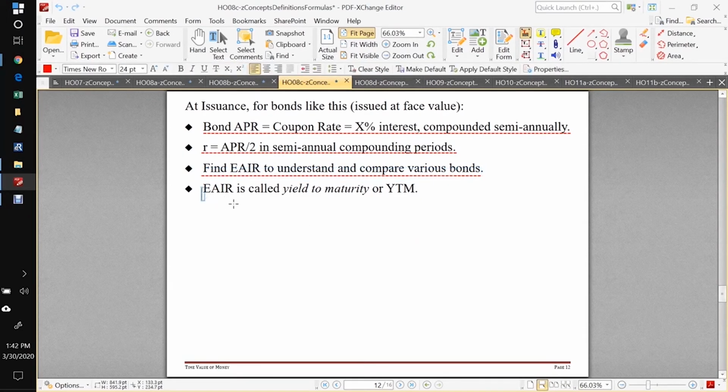And finally here, I know there's a lot of terminology here. In bond land, at issuance, the equivalent annual interest rate is called the yield to maturity.